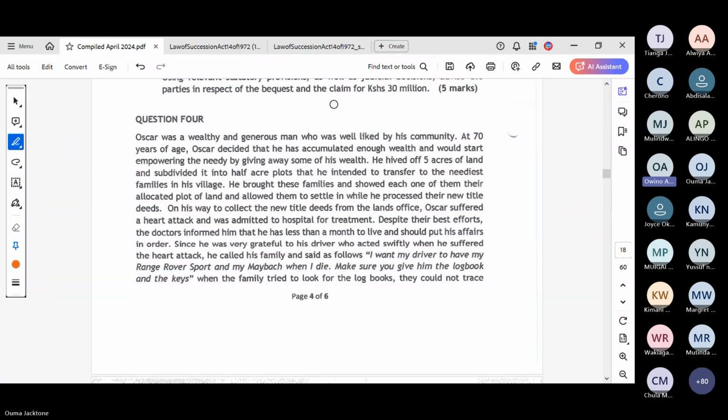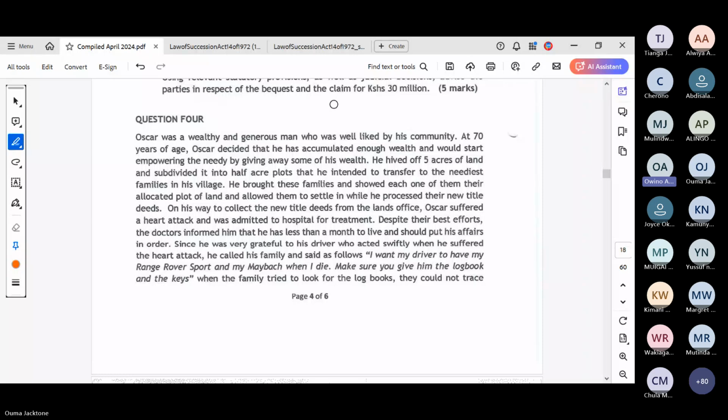On his way to collect the new title deeds from the land's office, Oscar suffered a heart attack and was admitted to hospital for treatment. Despite their best efforts, the doctors informed him that he has less than a month to live and should put his affairs in order. Since he was very grateful to his driver who acted swiftly when he suffered the heart attack, he called his family and said as follows: "I want my driver to have my Range Rover Sport and my Maybach when I die. Make sure you give him the logbook and the keys."